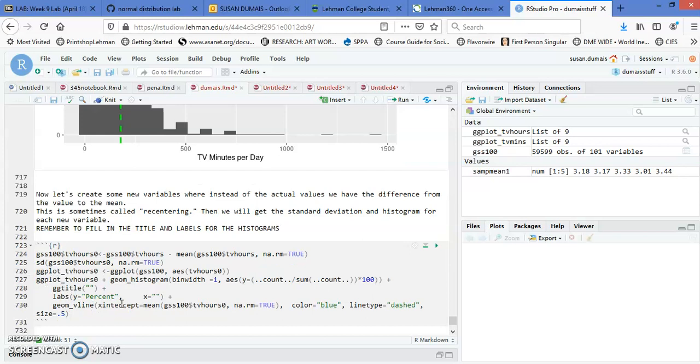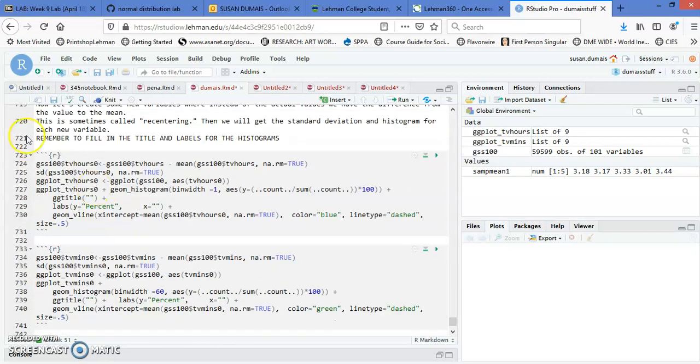Okay. Another kind of adjustment you can make to a variable is looking at how far a variable is from the mean. So creating some new variables where instead of the actual values, we have the difference from the value to the mean. And this is sometimes called centering or recentering a variable. You take the variable and subtract the mean from it. We'll do that, then we'll get the standard deviation and histogram for those as well.